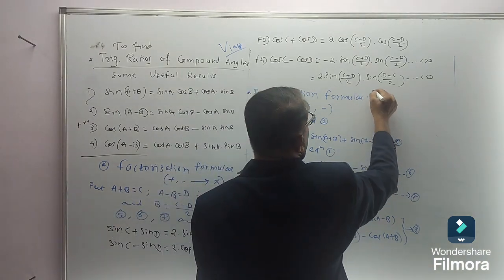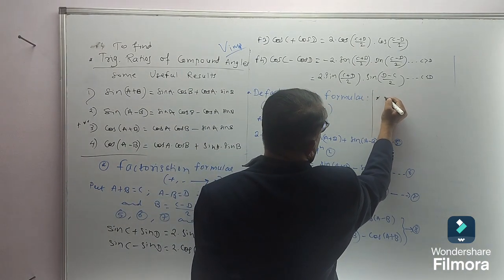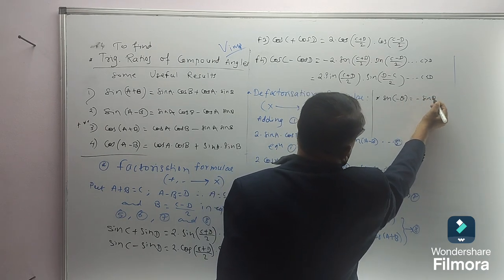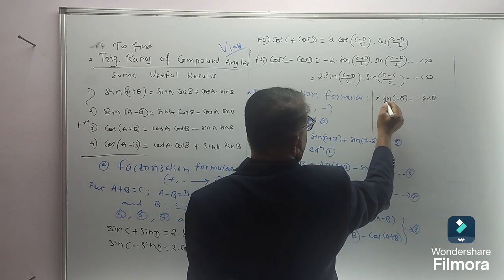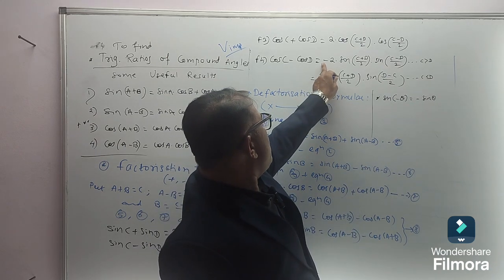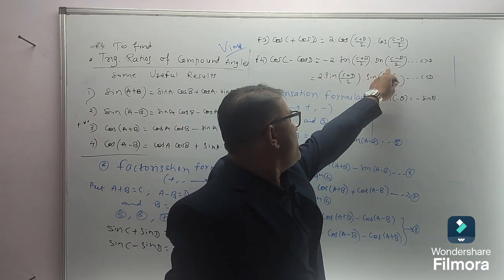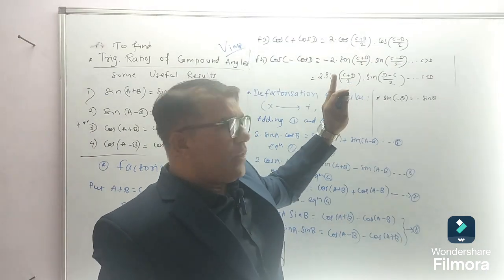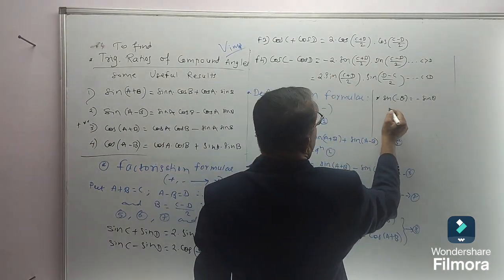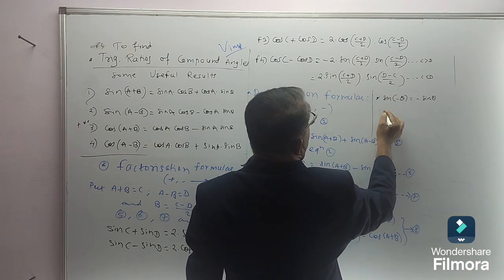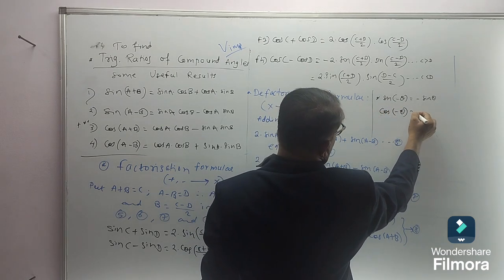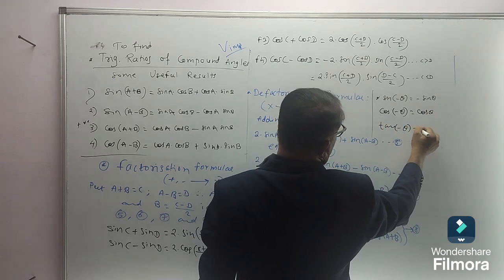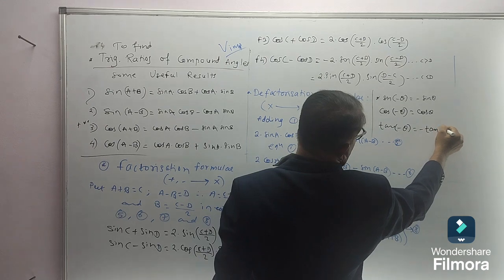Actually I used the formula of trigonometric ratios of negative angles: sine of minus theta is minus sine theta. If I absorb that minus sign here, then I can write this. Similarly, to remember, cos of minus theta is plus cos theta and tan of minus theta is minus tan theta.